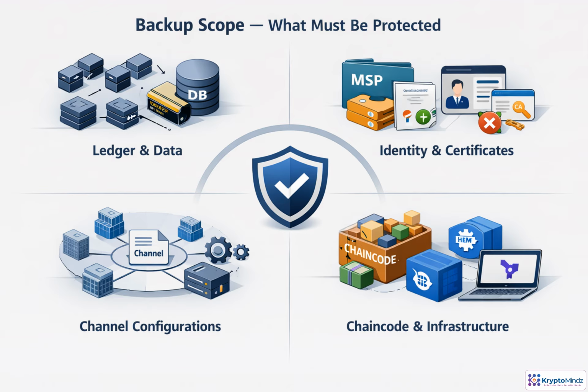A Fabric backup is only useful if it can rebuild the network, not just restore blocks. Protect the ledger, state databases, orderer data, snapshots, and persistent volumes. Just as importantly, preserve identities: MSP folders, certificates, CA records, CRLs, TLS material, and related configuration. Also capture channel artifacts, configuration history, anchor peer and orderer settings, chaincode packages, lifecycle metadata, manifests, Helm charts, secrets references, and infrastructure code. If identity or configuration is missing, recovery is incomplete.